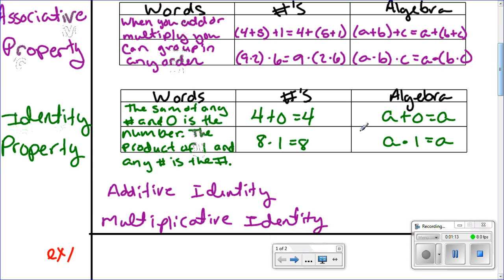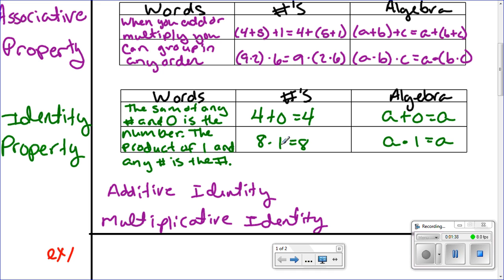I'm going to go ahead and talk about the identity property. It's the sum of any number and 0, and that equals the number. So the product of 1 and any number is that number. For instance, 4 plus 0 equals 4. So notice the difference between the left side and the right side. The left side has 4 plus 0. The right side just has 4. That's how we know it's the identity property.